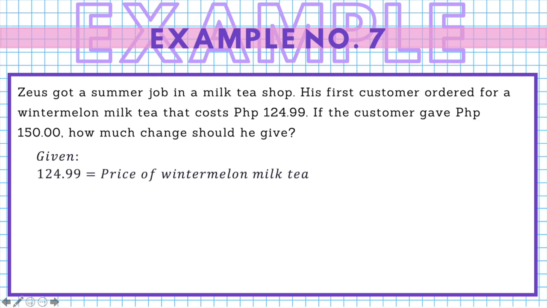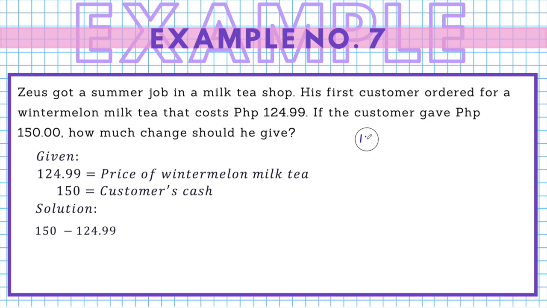Now, our given in this situation is that the winter melon milk tea costs 124.99 pesos and the customer gave a bill of 150 pesos. To know how much change he gave, the operation included in this problem is of course subtraction. So, subtracting 124.99 from 150, computing this manually, we have 150.00 subtracting 124.99. In subtracting decimals, it is important that the decimal points are aligned.